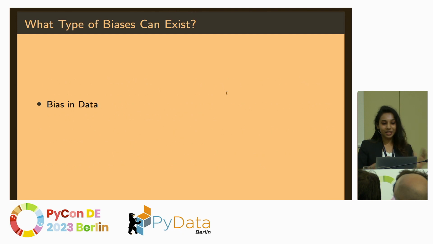Let me briefly describe the types of biases that can exist. The first one is bias in data.